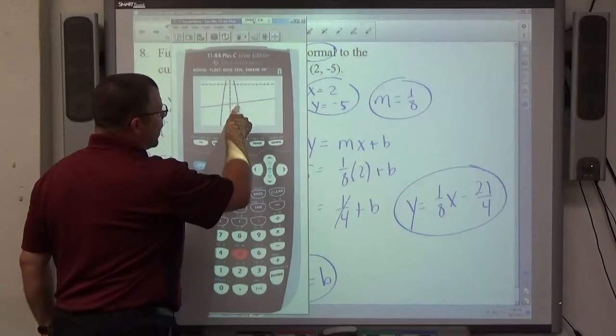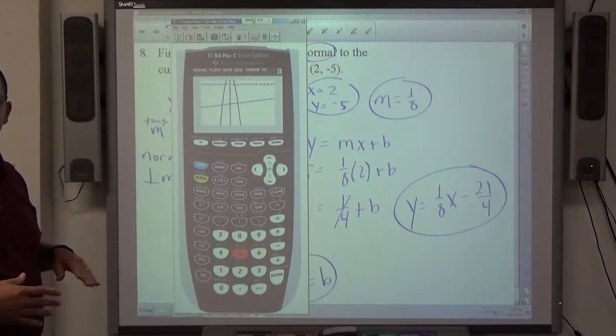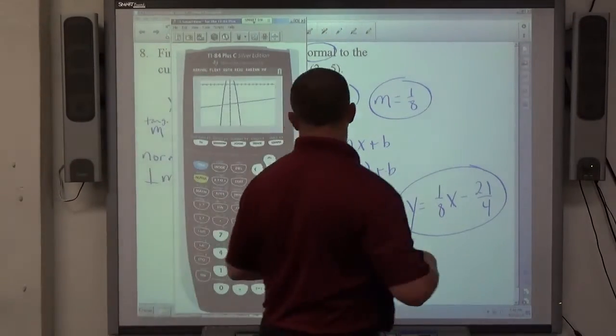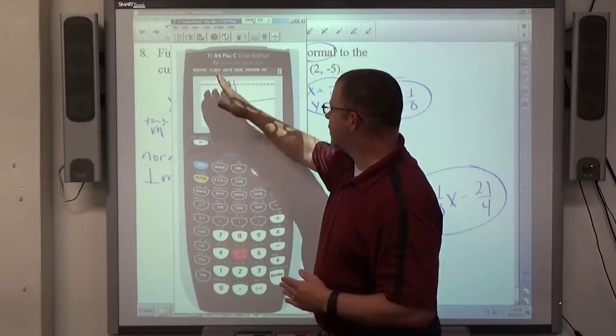My point of normalcy is right here. It should look like a right angle happening. We can't assume right angles, but it should look really right angle-ish. If it does, that means you probably did everything correctly. Ones I've seen wrong, they're going like this. I mean, they're way off.